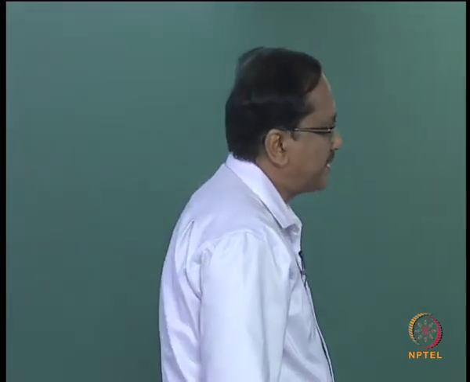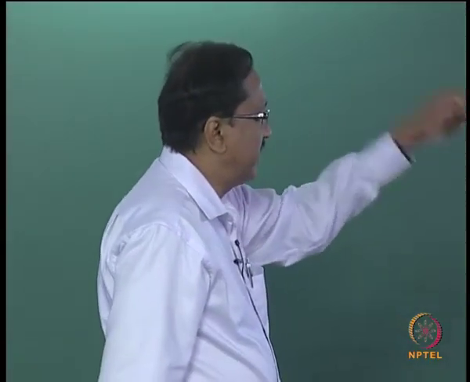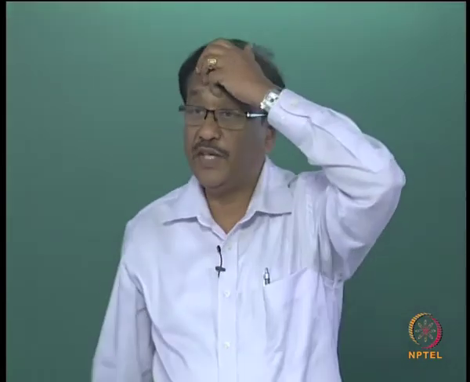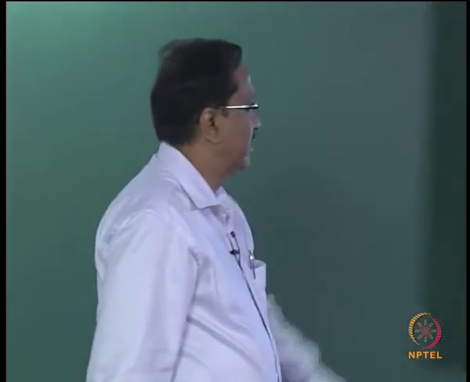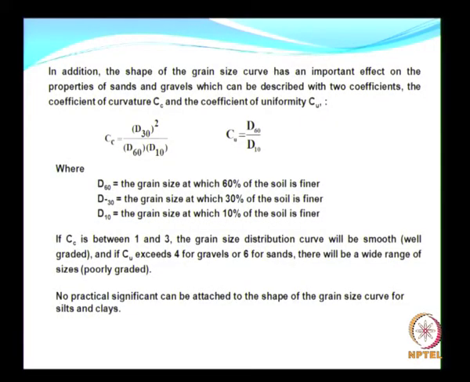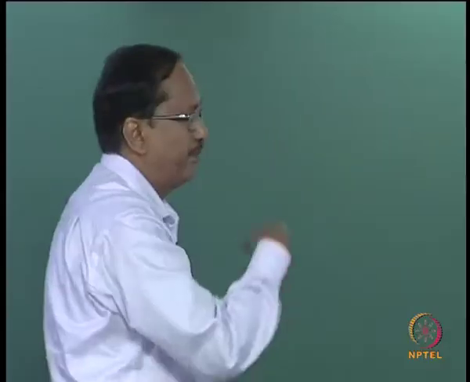So this says that d60 is the grain size at which 60% of the soil is finer. And similarly you have d30, d50, d10. It is very common to use d50, okay. Now if the Cc, that is the coefficient of curvature, is ranging between 1 and 3, the grain size distribution curve will be smooth. When I say the grain size distribution will be smooth, it will be something like this. Very soon I will show you.